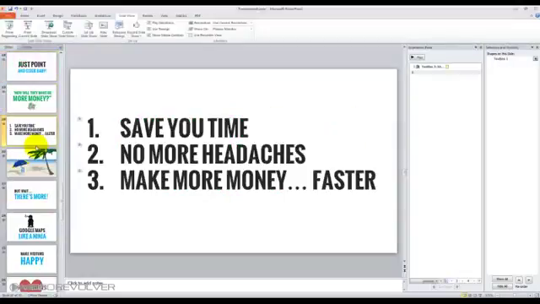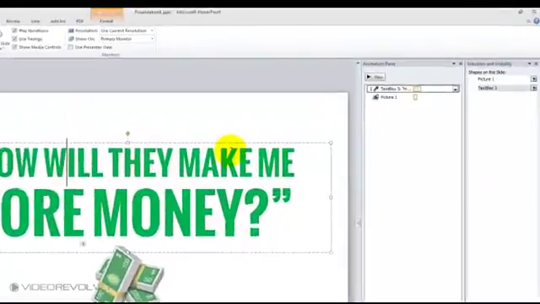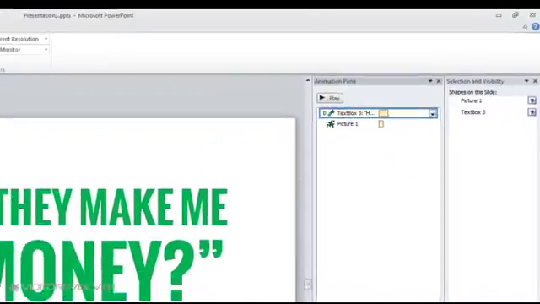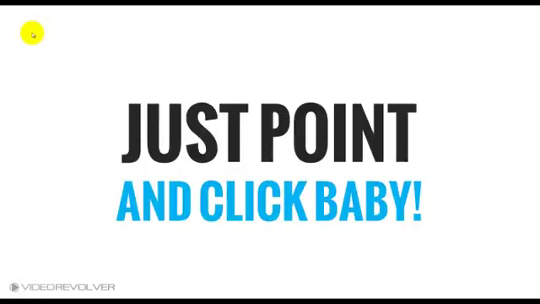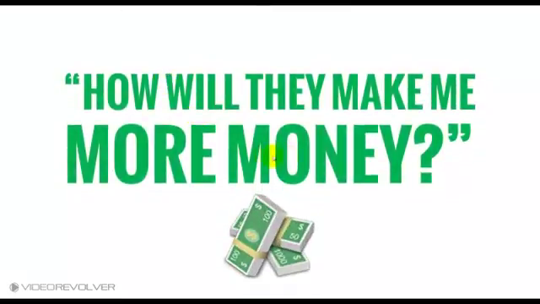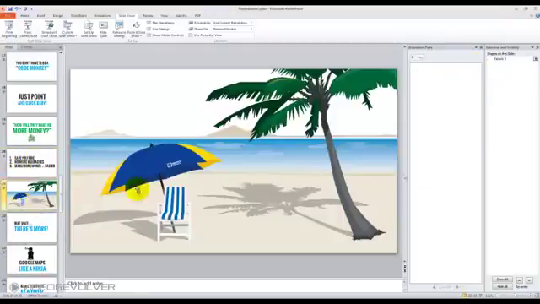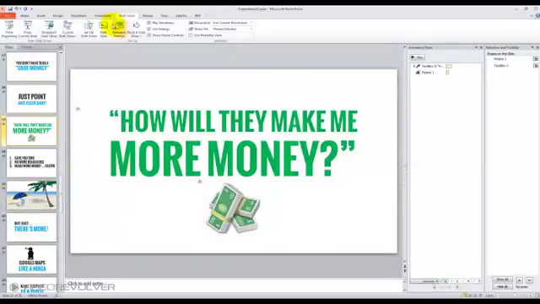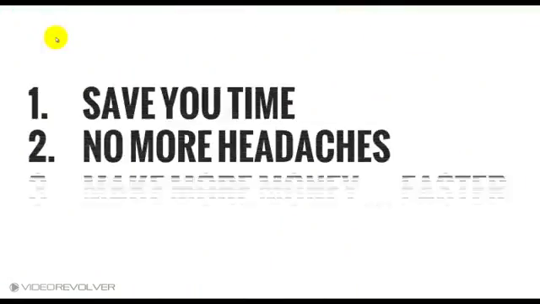So we'll go down to just point and click, baby. And we've got to fix the animation on this slide here. We've got to make it start after previous. So we'll preview it again. Just point and click, baby. We'll hit enter. Comes in automatically, okay. And we've got another blank screen. So we got to fix the animation on this slide, make it start after previous. In fact, I'm going to go through a couple of these slides here and just make sure that we're good. All right. Hit enter. Okay, save you time, no more headaches.